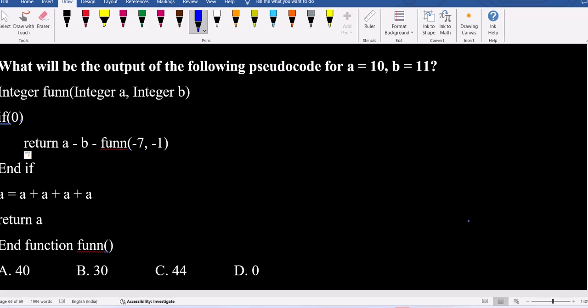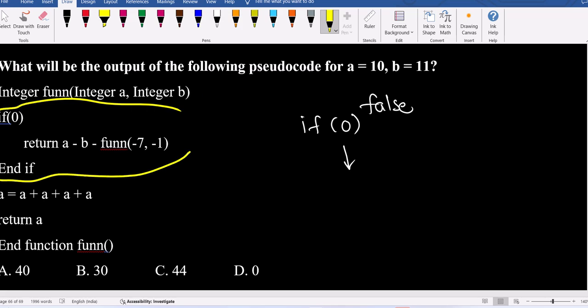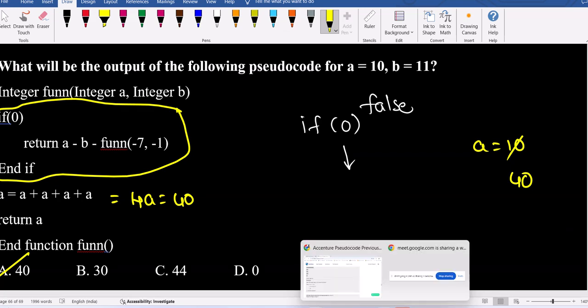We are not entering this because the condition is 0. As I just mentioned, if of 0, we don't enter, as it is false. We don't enter this entire block. So simply a is updated as 4a, 40. a is 10, now it's updated to 40. And you have to return a, so the output will be 40. When you run this, the output will be equal to 40. Right?